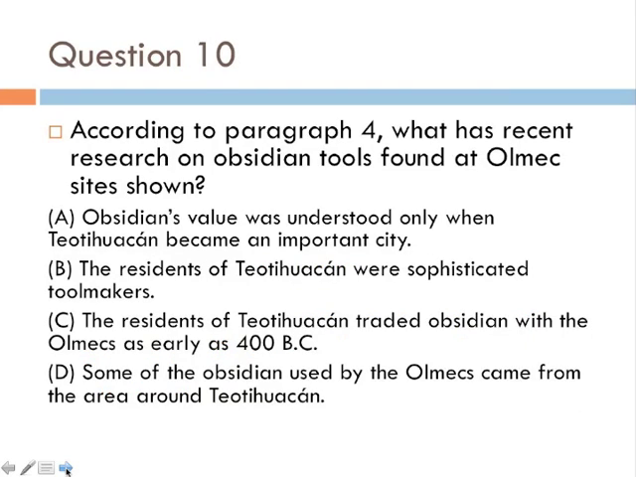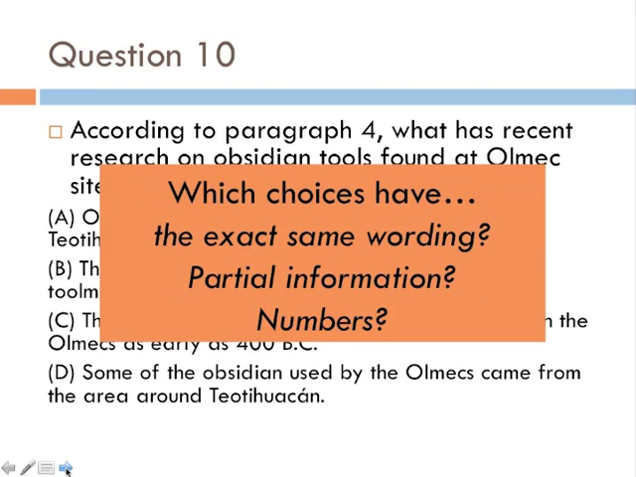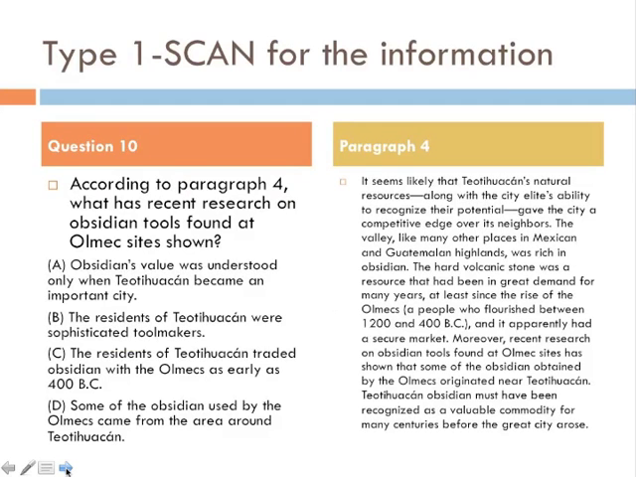So in this case, take a look and see what are some ways that they're trying to trick us. Which ones may have partial information, which ones may use some of the exact same wording, which ones may even use numbers in a way that perhaps we can't quite figure out. Well, what we're going to do next is put the two pieces of information side by side.